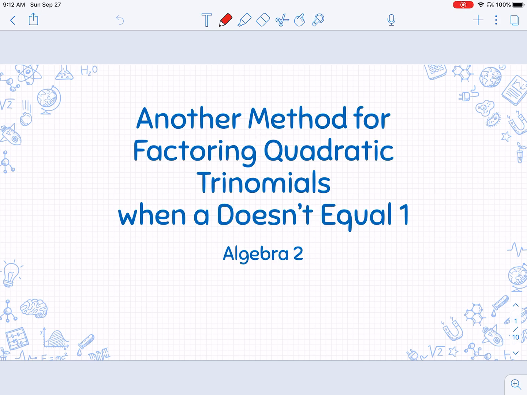Hi guys! In this lesson we're going to talk about another strategy for factoring quadratic trinomials when a doesn't equal 1. So the method we learned last week, still viable, great strategy. It's just less traditional and it's kind of tedious to make all those tic-tac-toe squares.